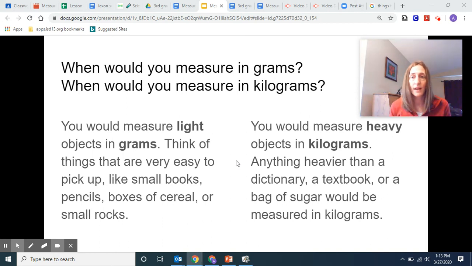Right now, your next step: I have another video for you. In this next video, I am going to show you several different things that I am measuring, and I'm deciding whether I should measure them in grams or in kilograms. And then your last step today is going to be to find different things around your own house that you would measure in grams and things that you would measure in kilograms. So make sure you click on the next video so you can see some other examples.